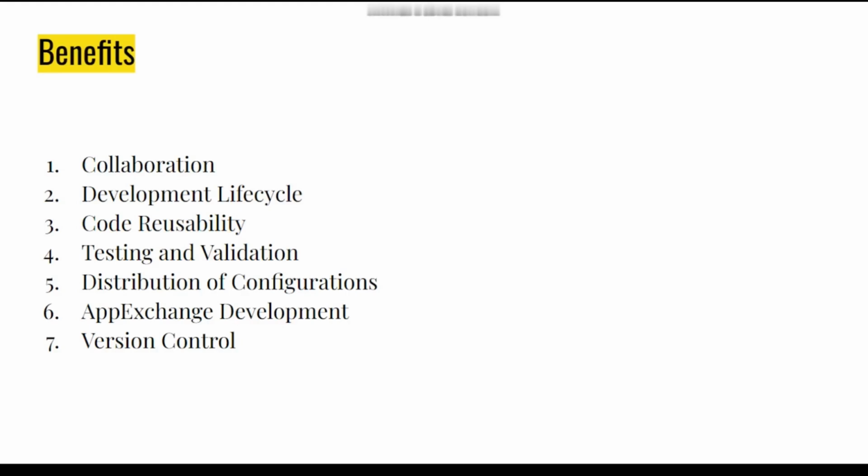So the best practice is to first create the unmanaged package, test it thoroughly in a different org, then deploy using the managed package in your AppExchange so that the end user can install that application and use it in a smooth manner. Seventh is version control. An unmanaged package also gives us a version control system, so you can create different versions of your packages and handle that.